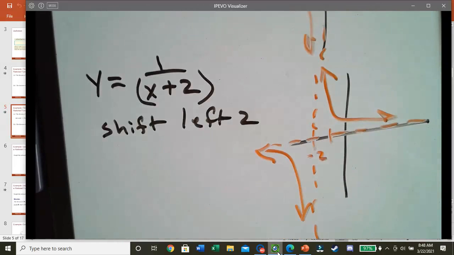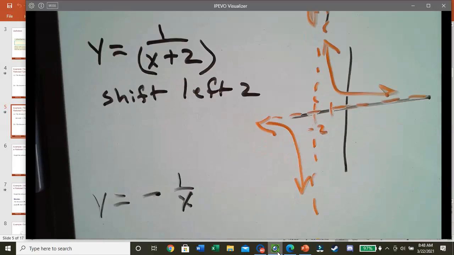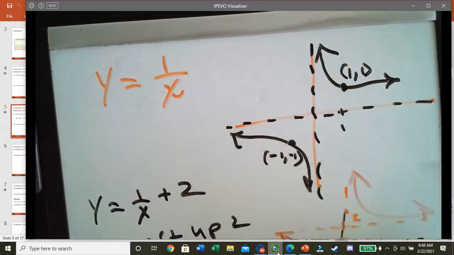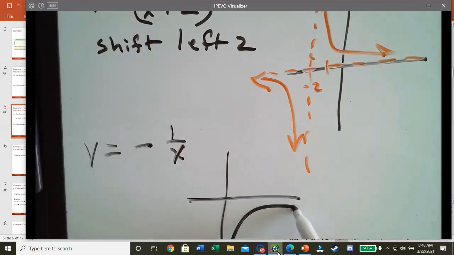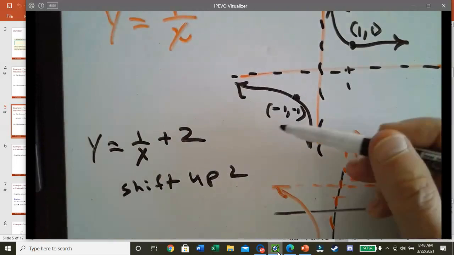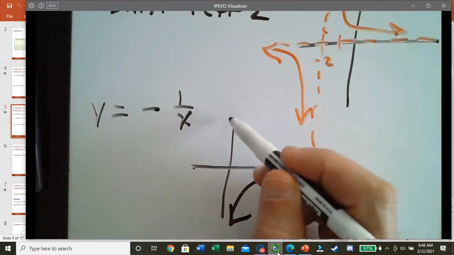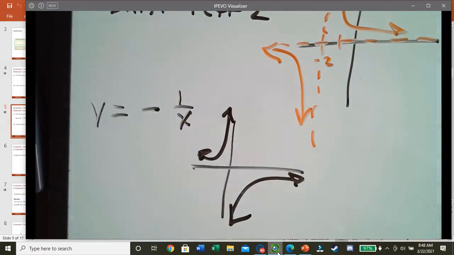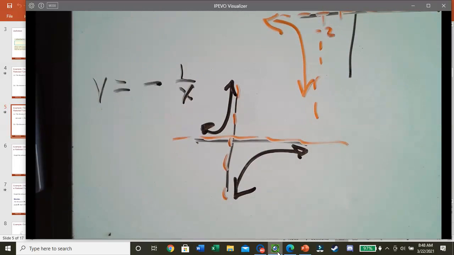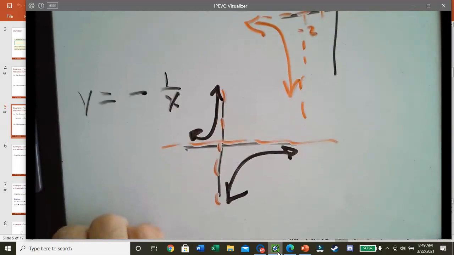Okay? Questions? All right. Now, if you have y equals negative 1 over x, what do you think that's going to make the graph do? It's going to flip it, right? What was originally up and to the right is now down and to the right. And what was down and to the left is now up and to the left. The asymptotes, they don't change for this one, okay? But it flips that graph, okay? It reflects it about the x-axis.